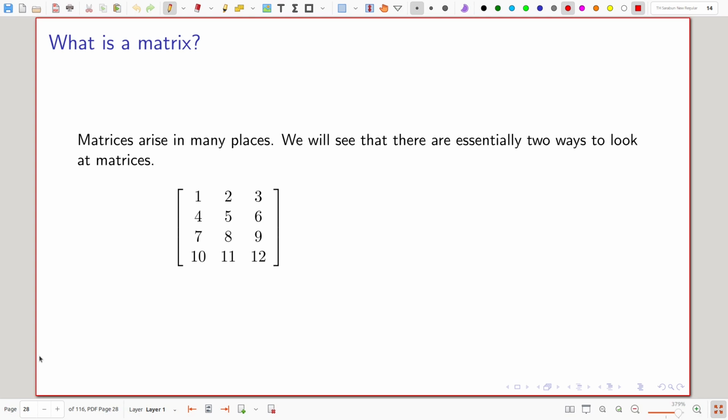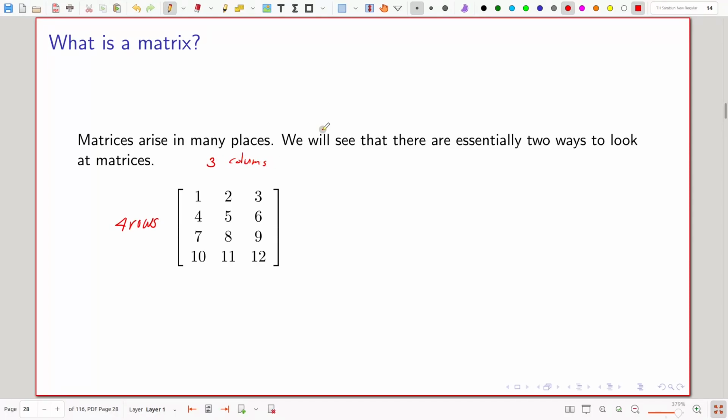What is a matrix? Basically, you think of a matrix as a table like this. You have a table with many rows and columns, and you have some numbers inside it. In this case, you have 4 rows and you have 3 columns.